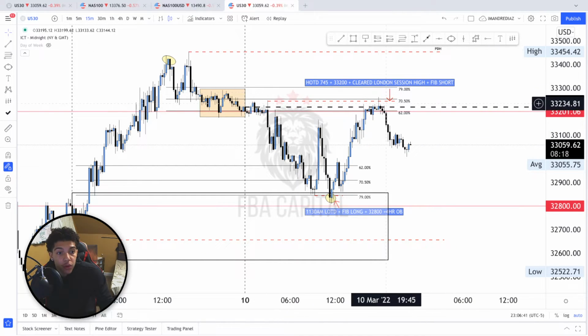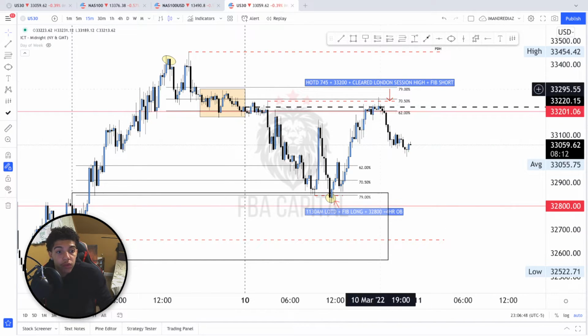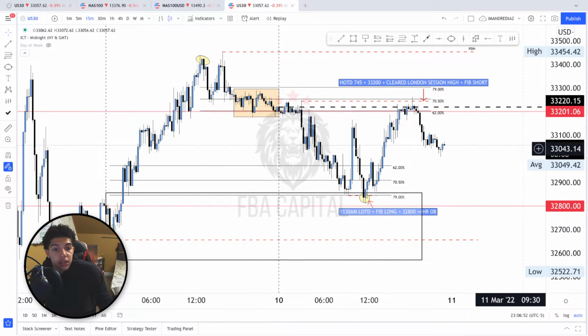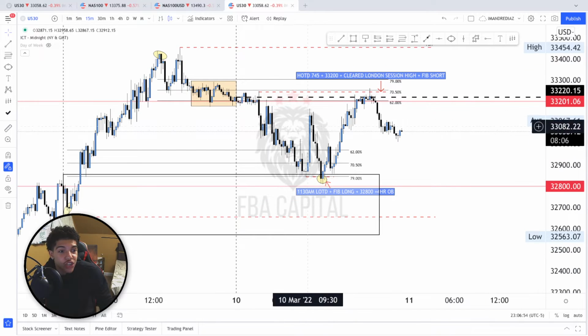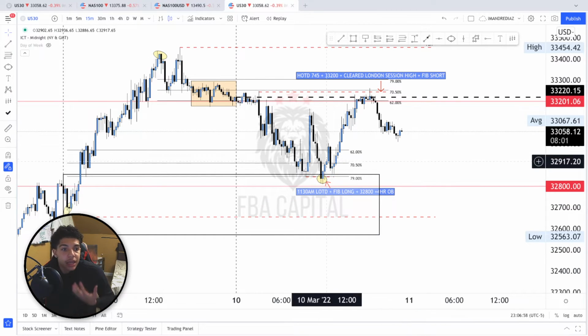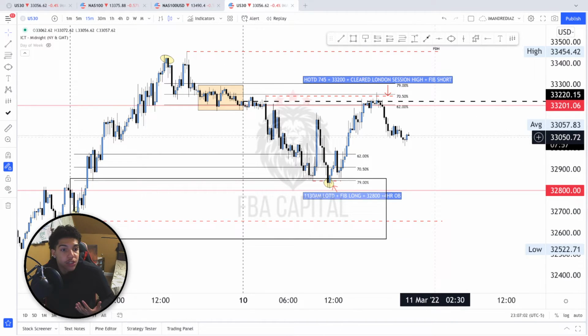So it came above the 12 a.m. open, cleared the London session high, traded into the fib short, traded into the 33,200 big figure level, and then price started to drop. So this is majority of what happened. Nothing crazy today. It was a little choppy nonetheless, but even with this choppiness, you're still able to catch these setups in the midst of all the bullshit, basically. So there's not really much else to show you guys here.